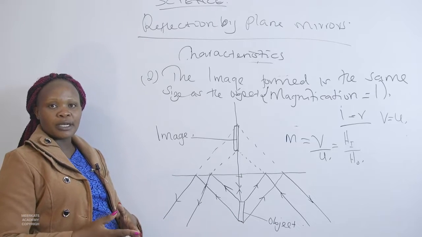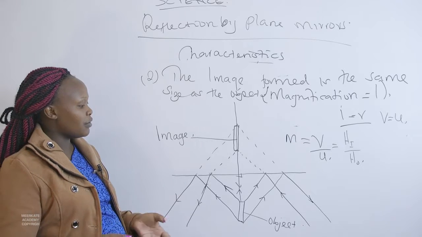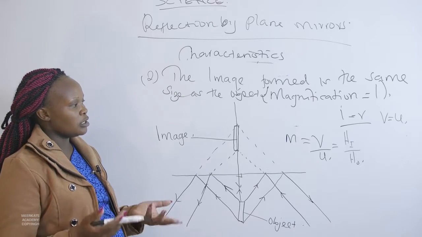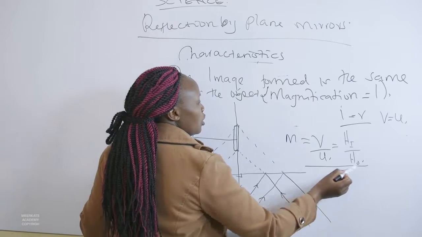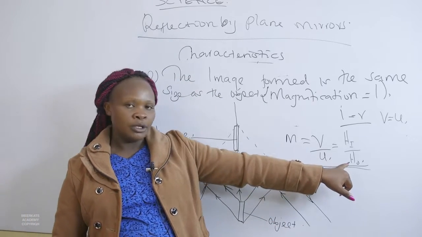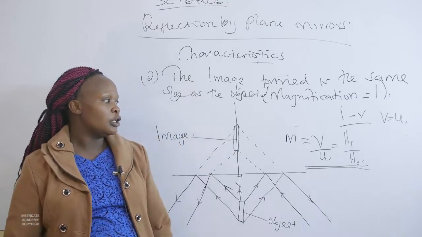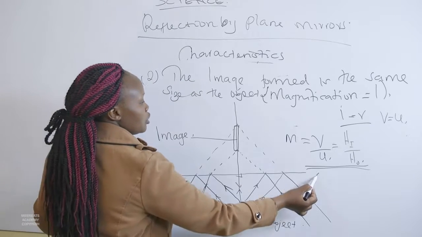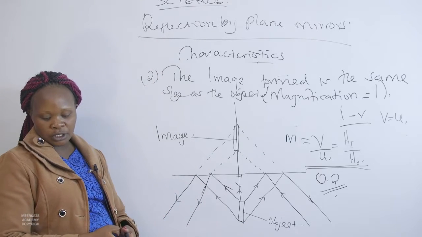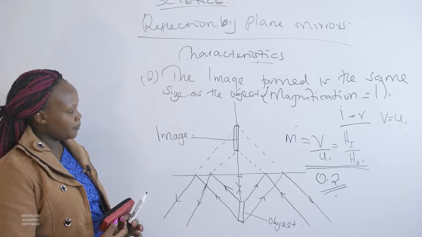You do not expect a plane mirror to actually magnify your object. By magnification, we mean it can reduce the size or increase the size depending on these ratios. When we have a whole number here, we mean that now we have some magnification or some increase in size. But if you have some decimals, say 0.2, that is the ratio by which the object will have been reduced in size.